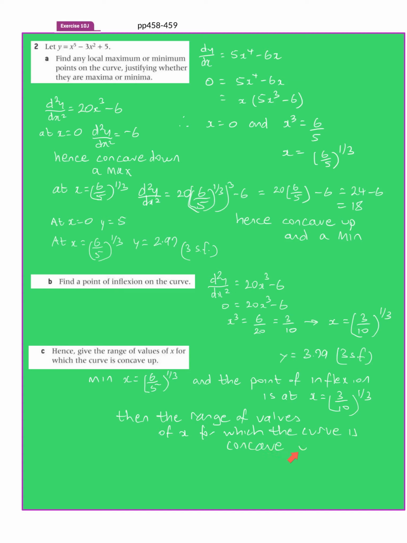So then the range of values of x for which the curve is concave up. Now, concave up means it's a minimum. So it must be to the right of the inflection point. So to the right of that point there. So it must be greater than the cube root of 3 on 10.